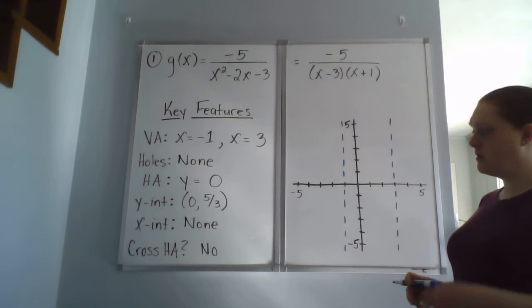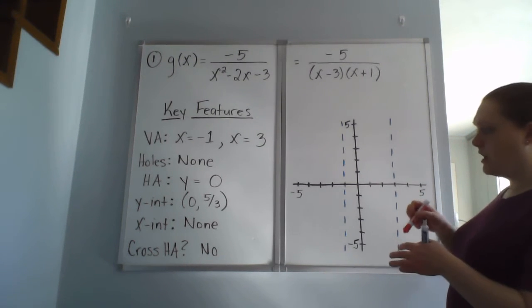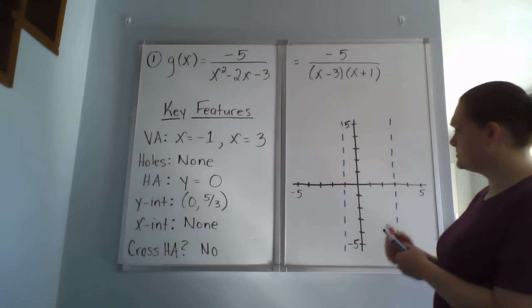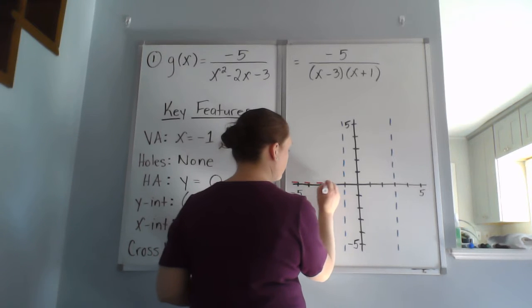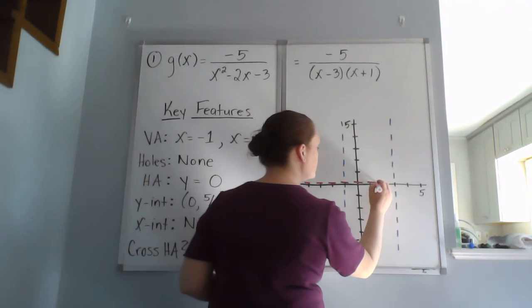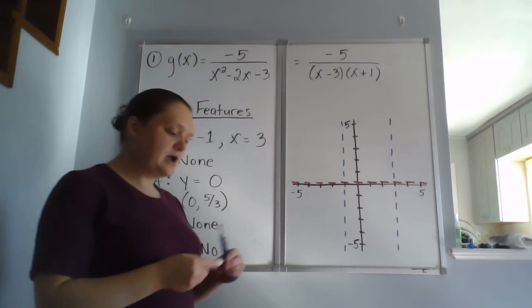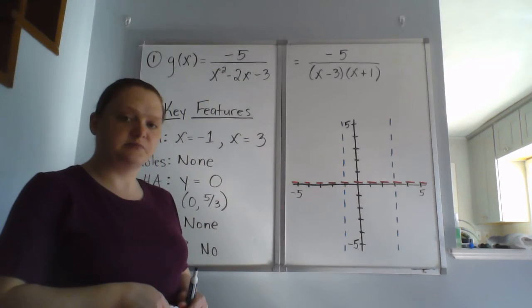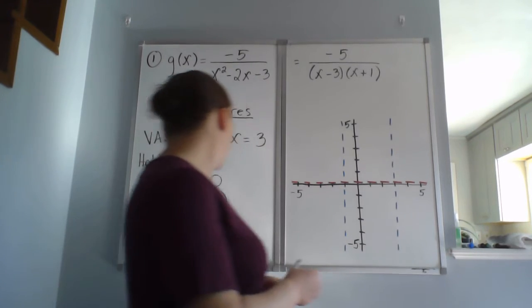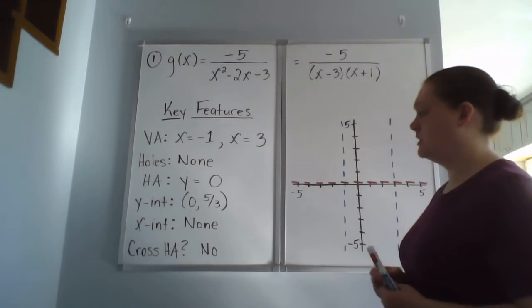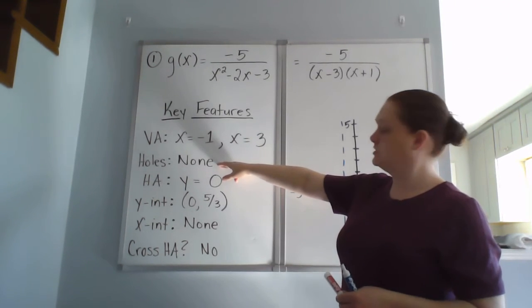Next I'm going to draw in my horizontal asymptote, which, this one is actually at y equals 0, so that's the x-axis itself. So I'm going to draw it just right above so that hopefully you can see it. But that is right on the x-axis itself. Okay, so we've got our vertical asymptotes and our horizontal asymptotes. Next, we want to go ahead and draw in any holes that we have. Well, we don't have any holes on this particular function, so I'm not going to draw those.